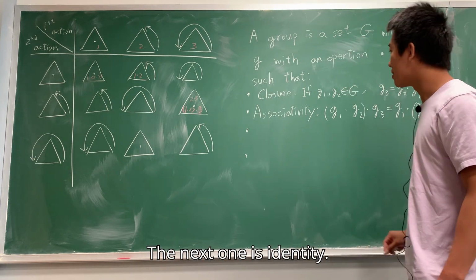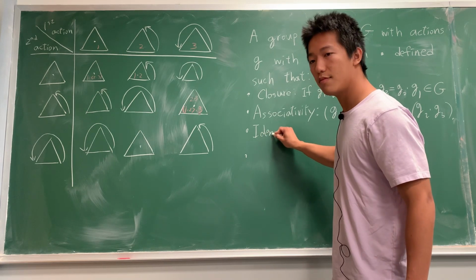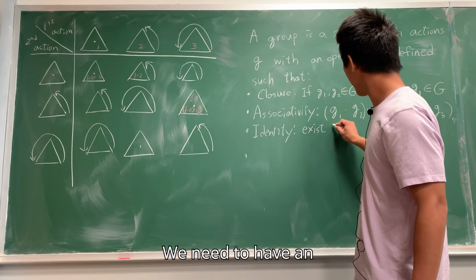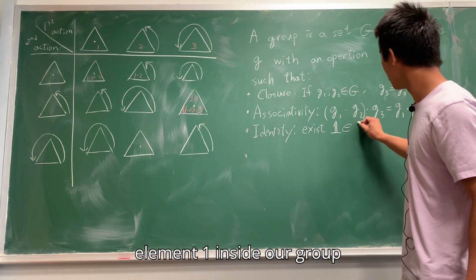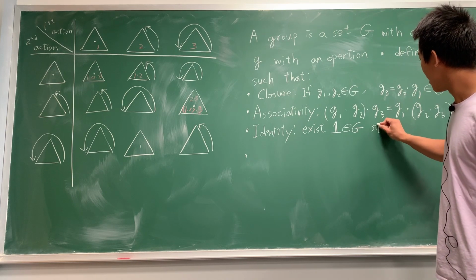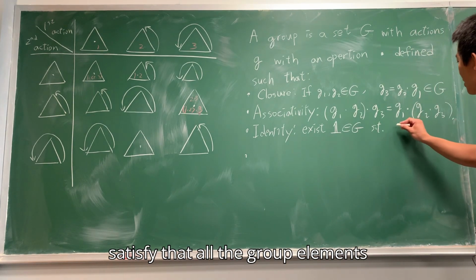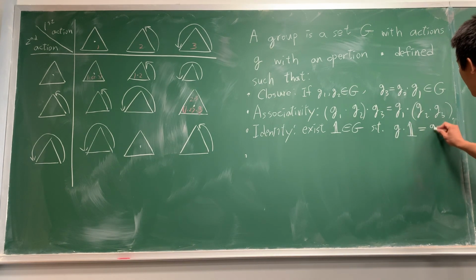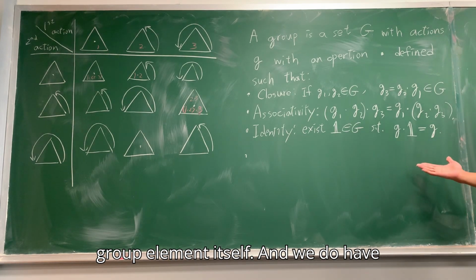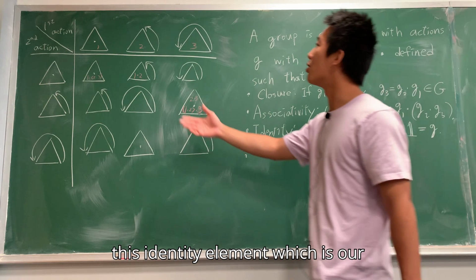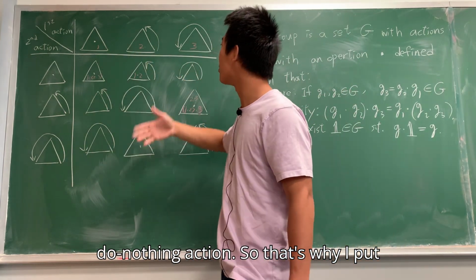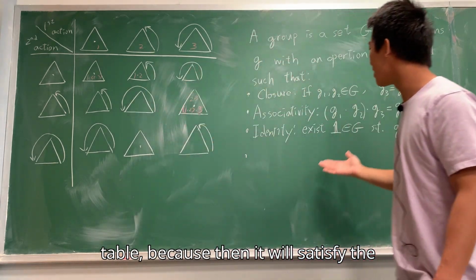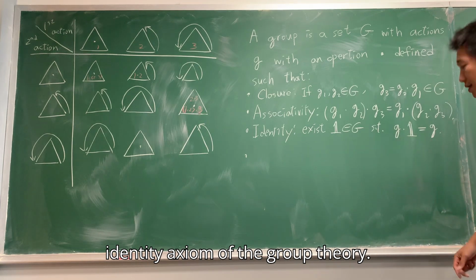The next one is identity. We need to have an element 1 inside our group, and this element needs to satisfy that all the group elements acting after this give you the group element itself. And we do have this identity element, which is our do-nothing action. So that's why I put that do-nothing action inside our table, because then it will satisfy the identity axiom of group theory.